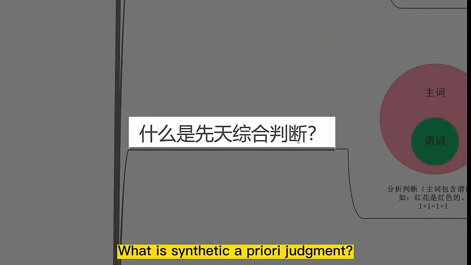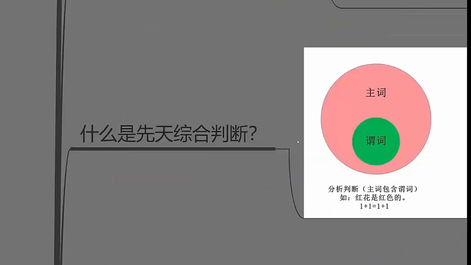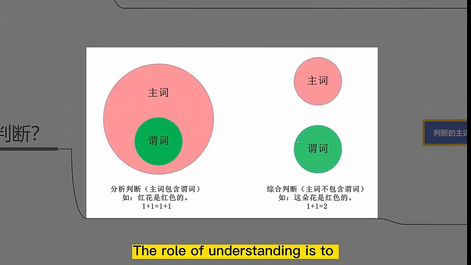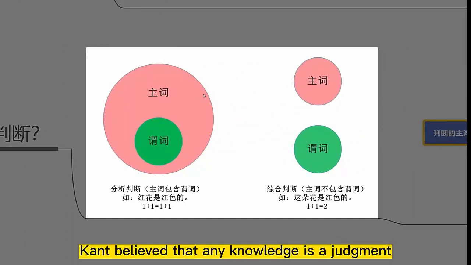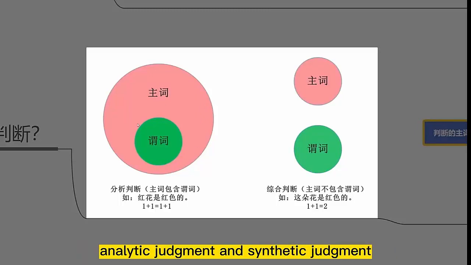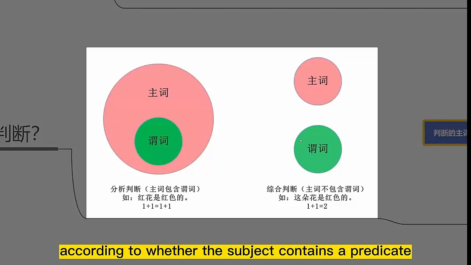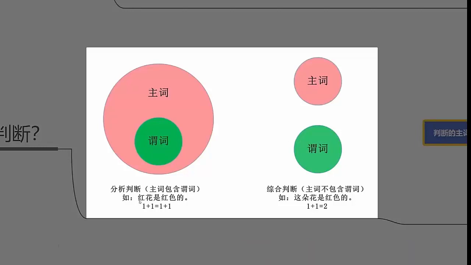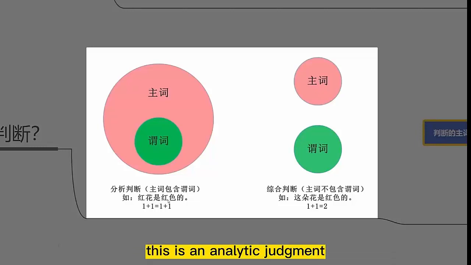What is synthetic a priori judgment? The role of understanding is to produce concepts and make judgments. Kant believed that any knowledge is a judgment, and judgment can be divided into analytic judgment and synthetic judgment according to whether the subject contains the predicate. The red flowers are red. This is an analytic judgment. The flower is red, which is a synthetic judgment.